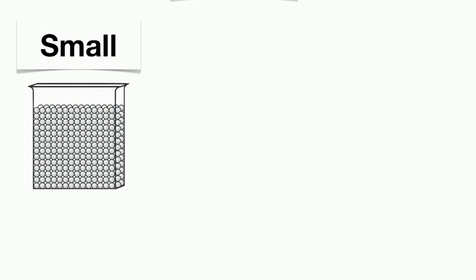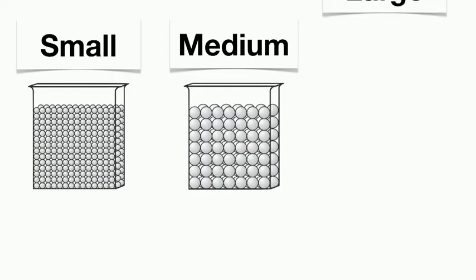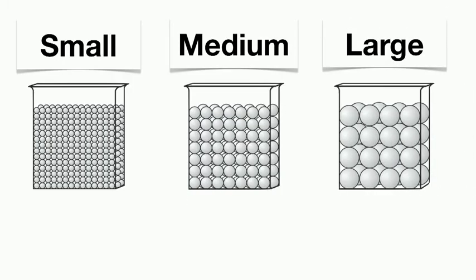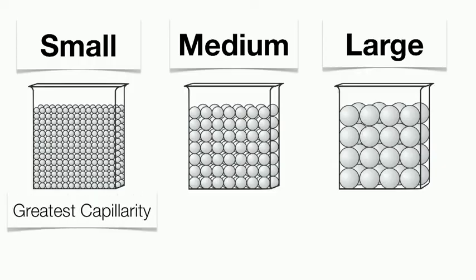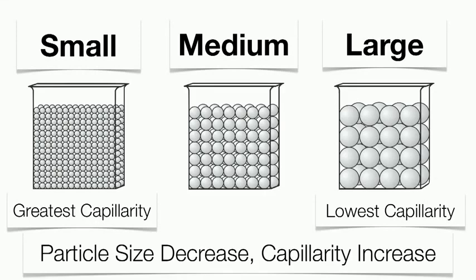Now you can see that you have small beads, medium beads, and large beads. Again, similar to what we just talked about with some of our porosities. Now, you have the greatest capillarity with small beads because you have the greatest surface area. On the right-hand side, you have the large beads. That's going to be the lowest capillarity because you have the least amount of surface area. Look at the quantity of beads. You have a lot more beads in the small beaker compared to the beaker containing the large beads. So when you have small particles in big quantity, that's what we consider a big surface area. So as particle size decreases, your capillarity is going to increase.